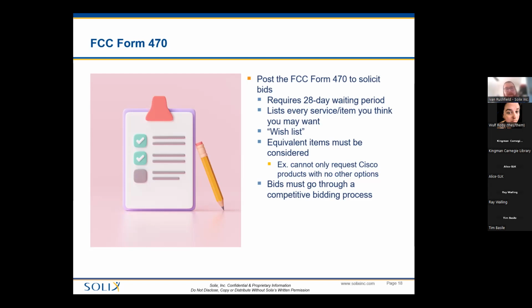Maybe your whole setup is Ubiquity, and if you go to something that's not Ubiquity, it's not going to work. You can mention on the Form 470 that your current setup is Ubiquity, and so vendors will realize that they need to provide Ubiquity items, and if they can't, maybe they just won't bother. But you have to be willing to accept equivalence.